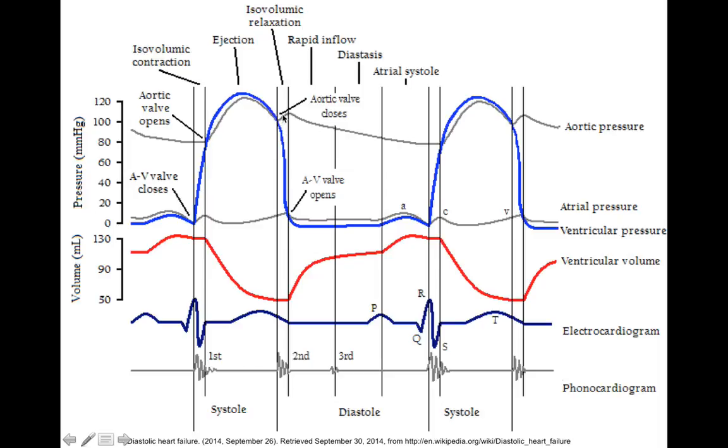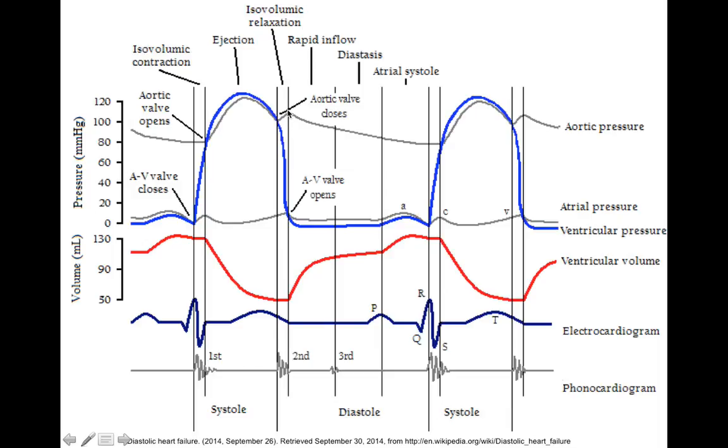In fact, there's so much aortic pressure that occurs when those valves close, it causes this little notch here called the dicrotic notch. It's basically a wave of pressure that's propagated out throughout your arteries due to the closure of the aortic semilunar valve. And you can measure this, which is pretty cool.